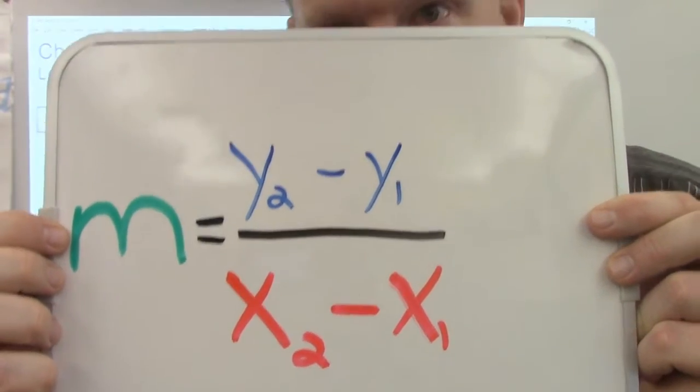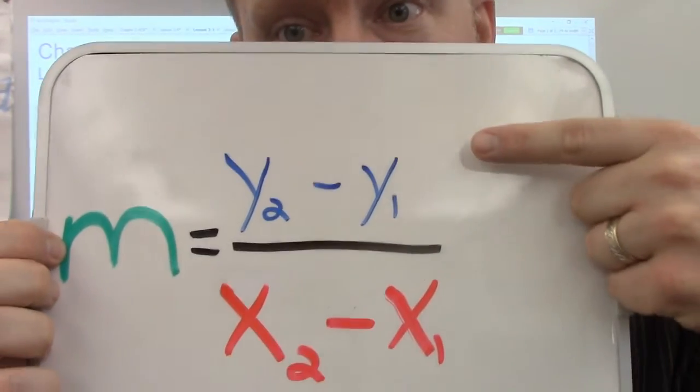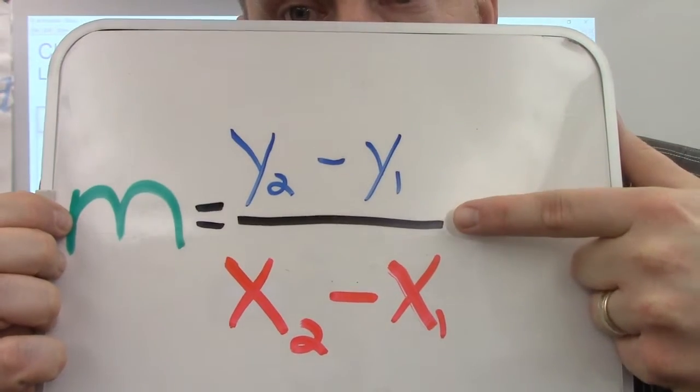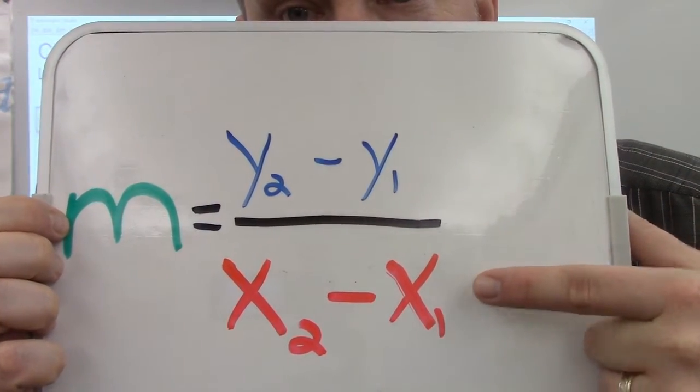You've used this in Algebra 1. Keep in mind, subtract the y's on top over, subtract the x's on the bottom. Slope, rise over run.